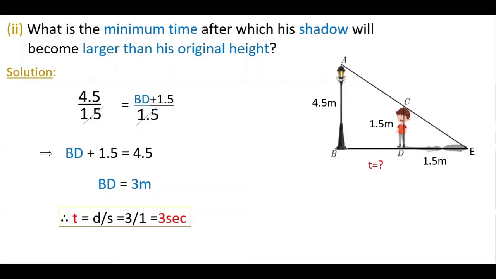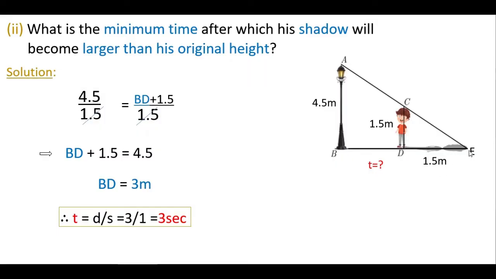This is the second question: what is the minimum time after which his shadow will become larger than his original height? Here you have to find the minimum time taken for the shadow to become larger than his original height. His original height, which we just calculated, is 1.5 meters, and the shadow should be larger than his original height, so you have to calculate the time exactly for this distance, that is 1.5 meters only.